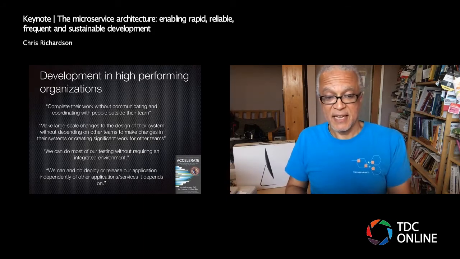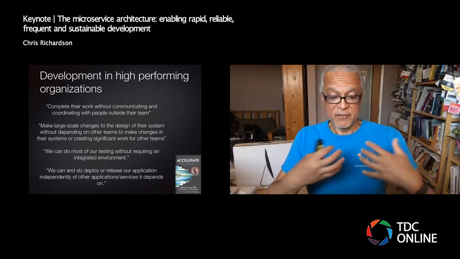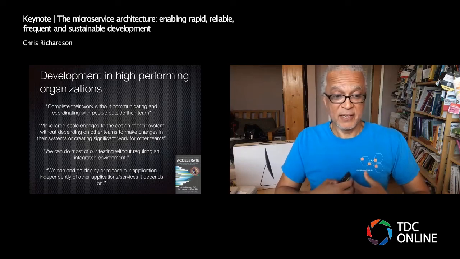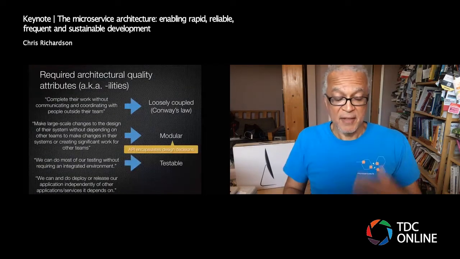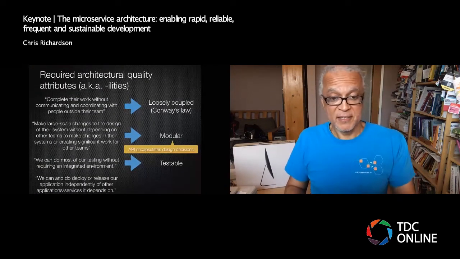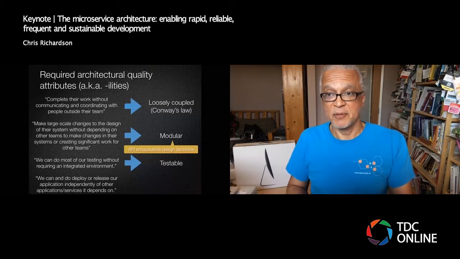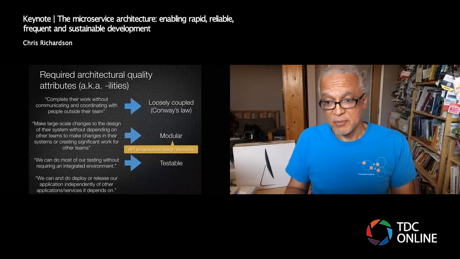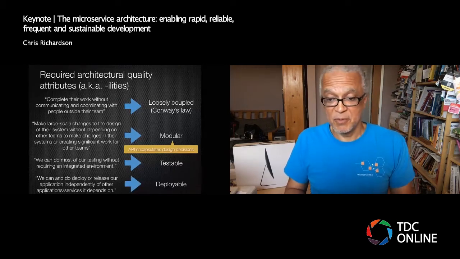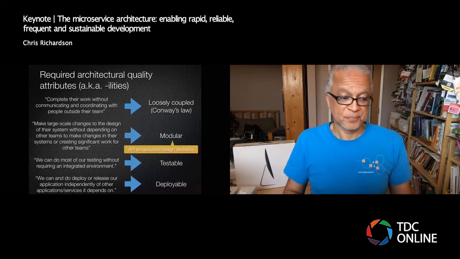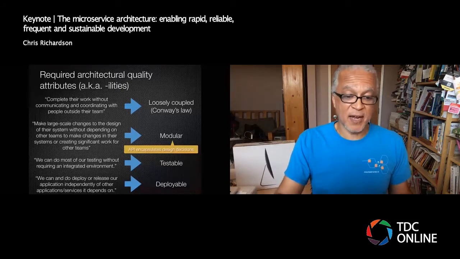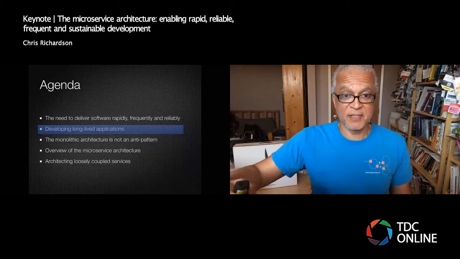You also need an architecture that's testable if you want to be able to test locally on your laptop. And then if you can deploy independently, that means you have an architecture that's deployable. So we need a loosely coupled, modular, testable, and deployable architecture. So that's one big driver behind the idea of microservices.